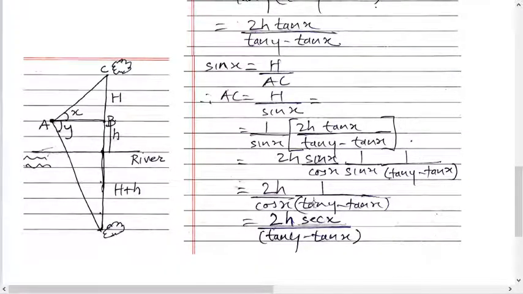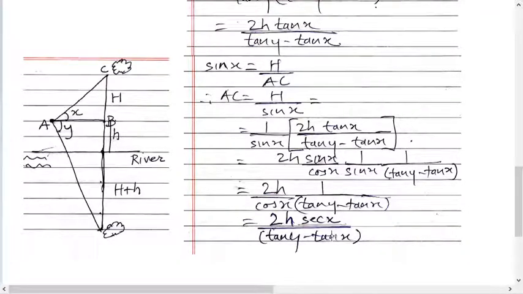So sin x is gone. 2h cos x, 2h upon cos x into (tan y minus tan x), right? Getting this point? Now check what is given in the exam. Generally it's given as 2h sec x, meaning this cos x is converted to sec x, upon (tan y minus tan x). Generally these are the answers given, but it depends on what your exam answers are.